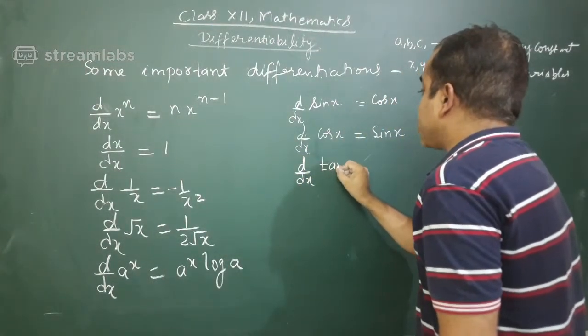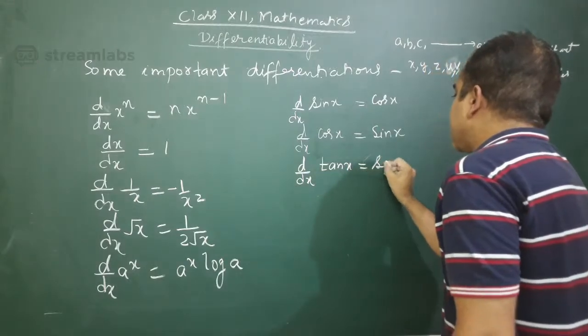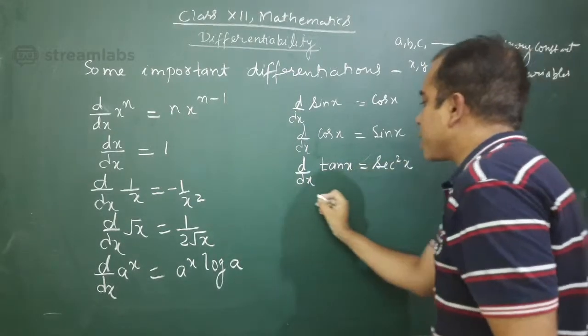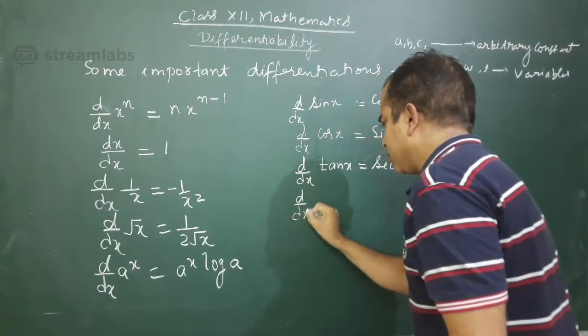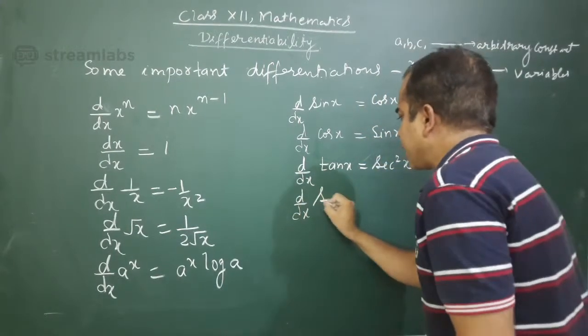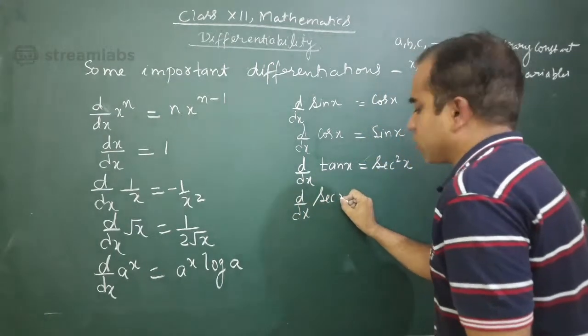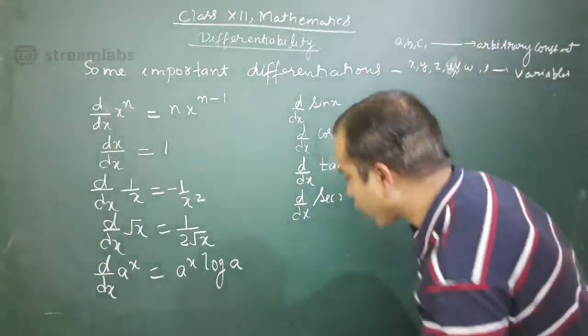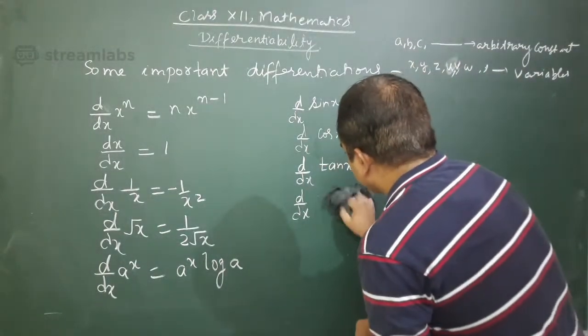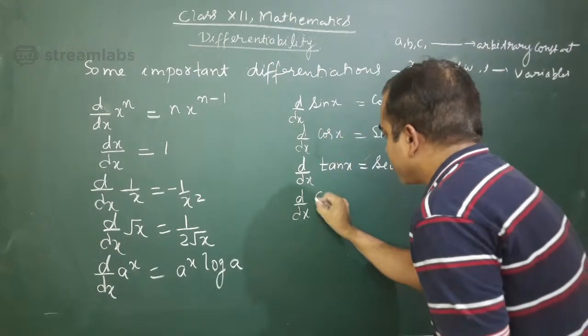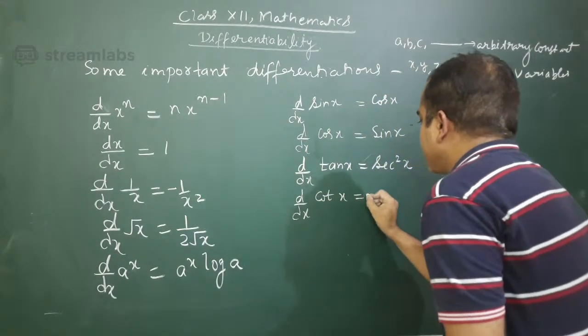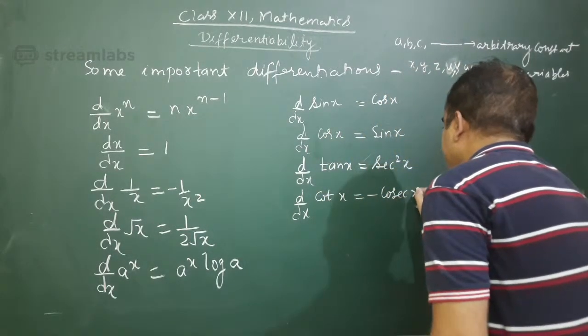d upon dx of tan x is what? Is sec square x. Okay, you know well. And d upon dx of cot x how much? Cot x is equal to minus cosec square x.